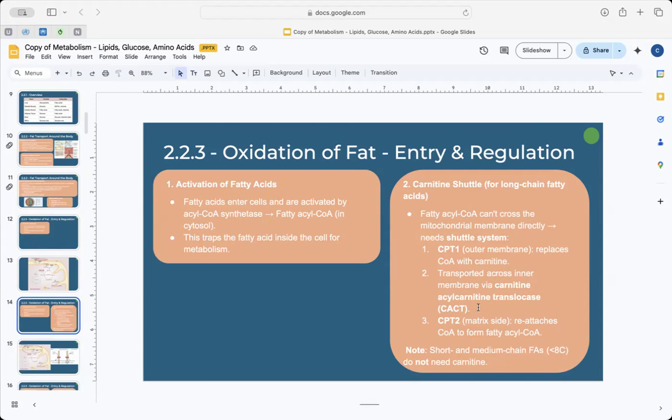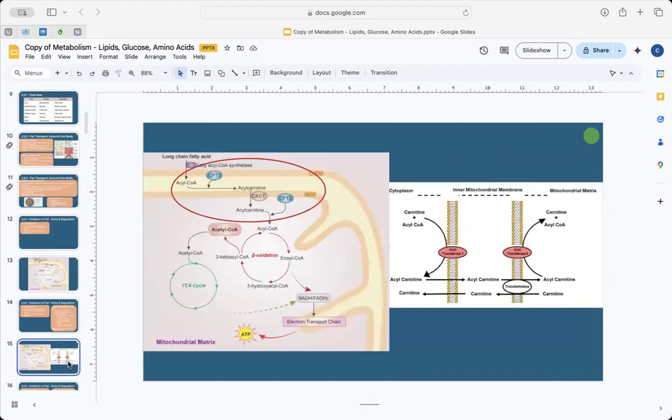And just a note, short and medium fatty acids that are less than 8 carbons don't need carnitine. So here is a zoom in of that carnitine in this diagram. This is the kind of thing you'd probably put in an essay on fat metabolism. A zoom into this carnitine shuttle, and you can see it here in the overall bigger picture, localized to the membranes in this overall diagram of what's happening with fat oxidation.